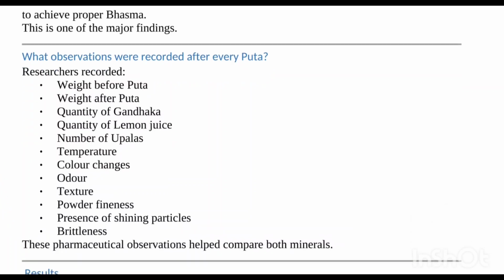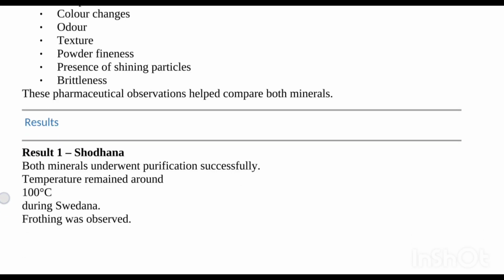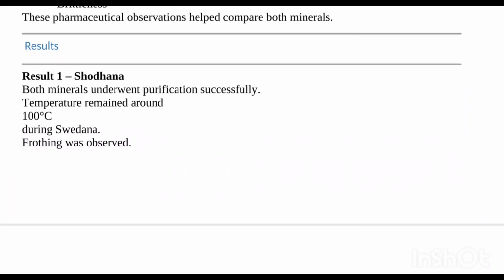Observations recorded after every putta were weight before putta, weight after putta, quantity of gandhak, quantity of lemon juice, number of uplas, temperature, color change, odor, texture, powder fineness, presence of shining particles, and brittleness. These pharmaceutical observations help compare both minerals.